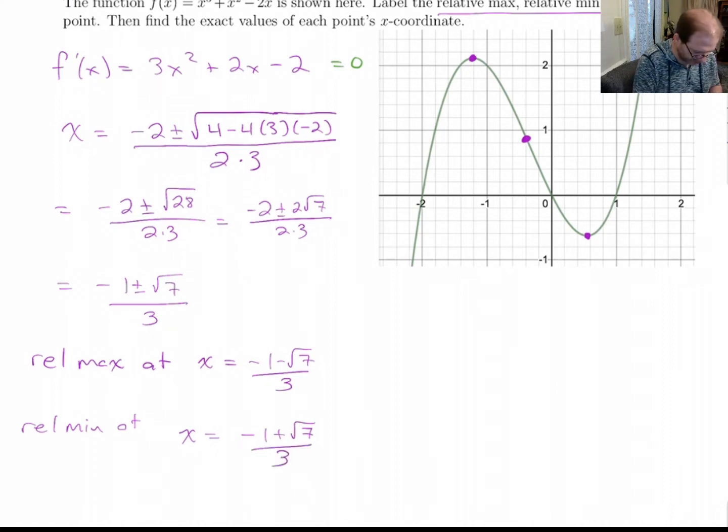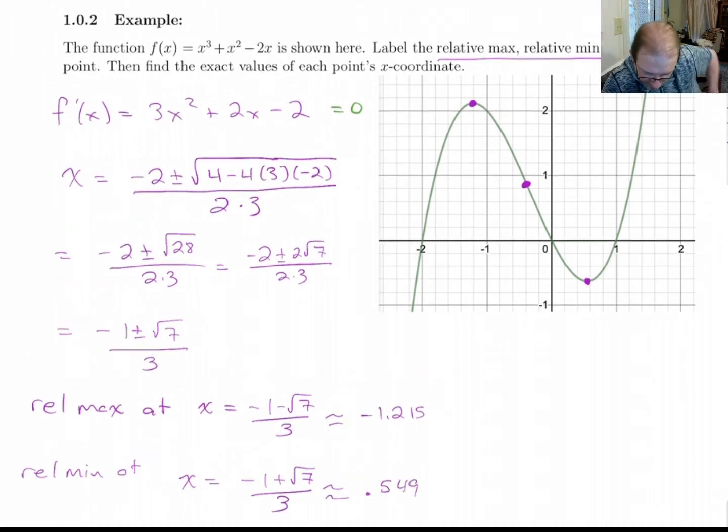And if you want to, let's just check these. I'm going to stick them in my calculator and see what the decimal approximations are. Minus 1 minus root 7 over 3, yeah, that's like negative 1.215. And then if I change that minus to a plus, that gives me 0.549 roughly.